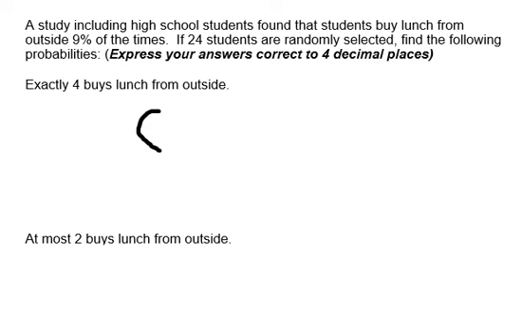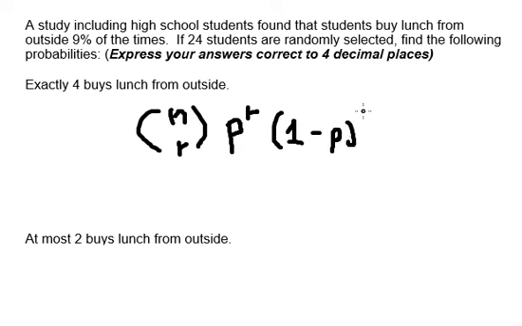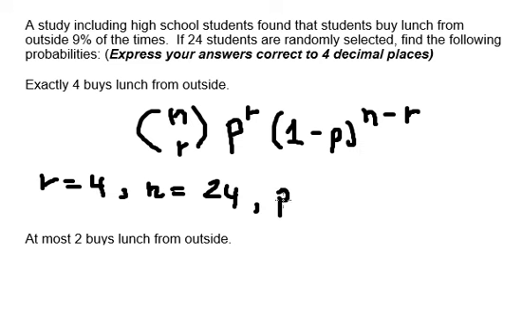That is nCr, and we have p to the power of r multiplied by q to the power of n minus r. Q in here is 1 minus p. So we have 4 students learning from outside, so that means r equals 4, and n is the total number of students, that's 24. P is the percentage learning from outside, that's 9%.